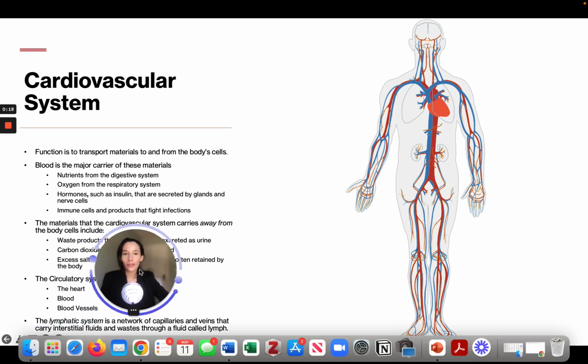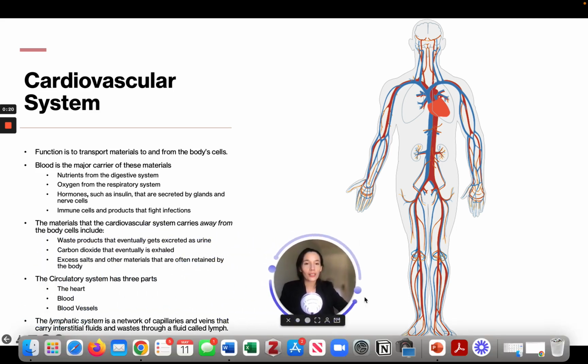So the cardiovascular system, this is just like the highway of our body. It is transporting things around from all the different organs and systems, just keeping everything running and alive, which is why it is so important. So the cardiovascular system functions to transport material to and from the body's cells. The blood is the major carrier of these materials.